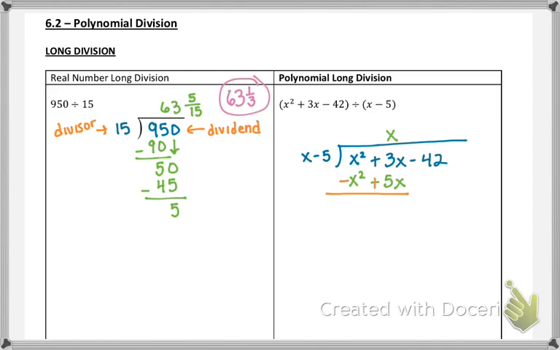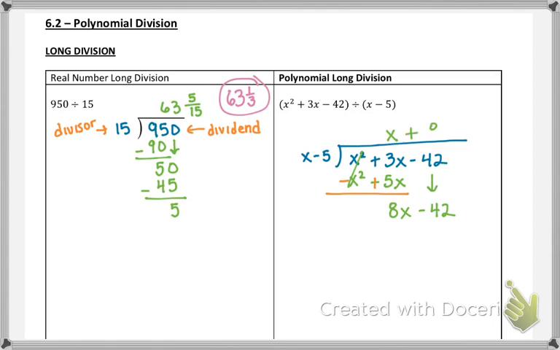Okay, so then that's going to give me x squared minus x squared subtracts away. 3x and 5x is going to give me 8x. And then we bring down the next term, just like what I did on the left. And then I divide again. 8x divided by x, this is what I'm looking at. 8x divided by x is just 8.